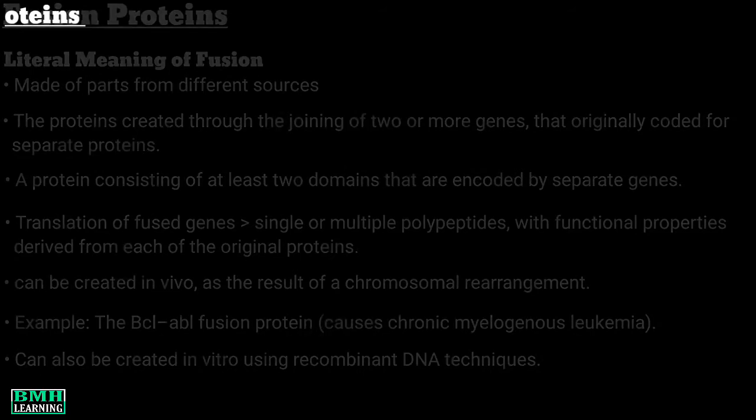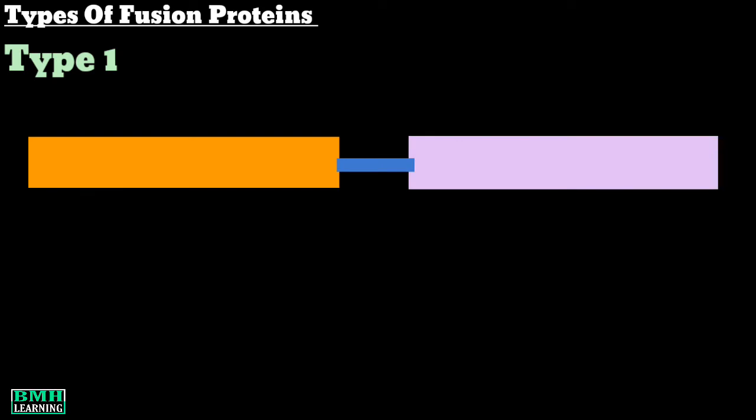Now, there are essentially two types of fusion proteins. Type 1. Of course, there would be at least two proteins. Both of these proteins have N-terminal as well as C-terminal. These two proteins are connected end-to-end, or in other words, the C-terminal of the first protein is attached to the N-terminal of the second protein. And this attachment is done through a linker, or you can say an adapter.